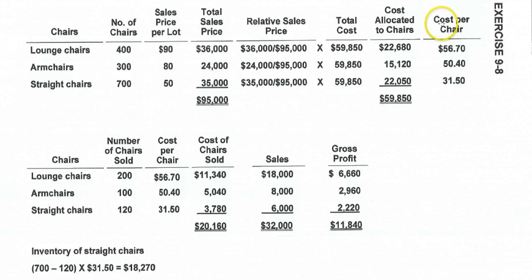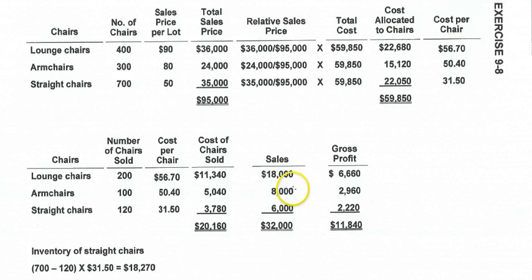Then the other thing they asked for was the cost per chair. So for the lounge chairs, we have total cost $22,680. Divide that by the number of chairs, 400, and we get our $56.70. And I do likewise for each of the others. The armchairs, take the total divided by the quantity, and you'll get $50.40. So that's what's going to go, if we had three different inventory accounts for these types of merchandise, in the lounge chair inventory, the armchair inventory, and the straight chair inventory. Now the next part of this exercise asked us to solve for gross profit.